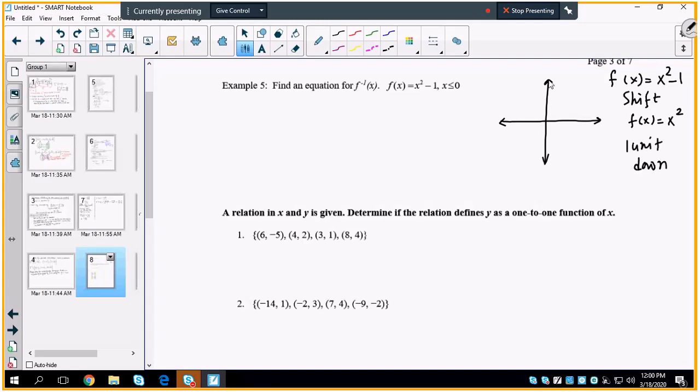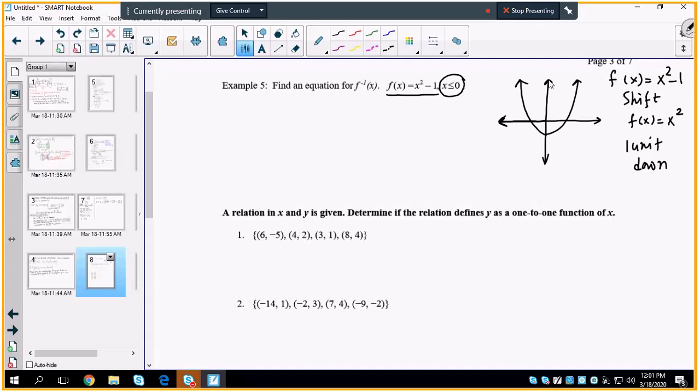So how is the graph going to look? So this is 1, it will be this parabola. But then I look at my original function, f(x) equal to x squared minus 1. I have restricted all my x's to be less than or equal to 0. So I'm on the left hand side. There is no branch of the graph on the right hand side.